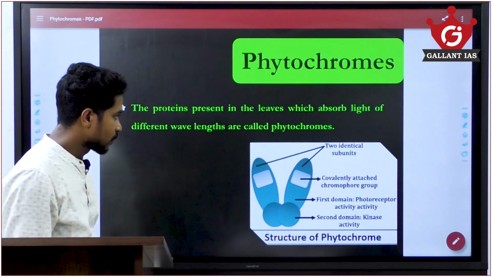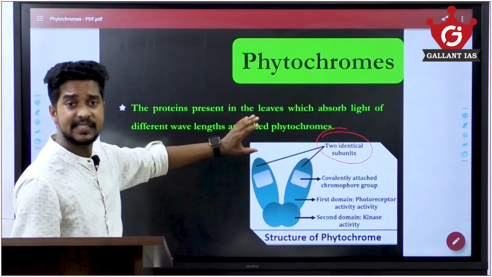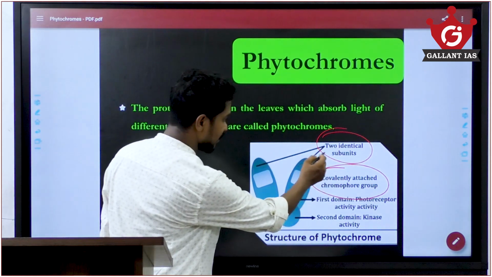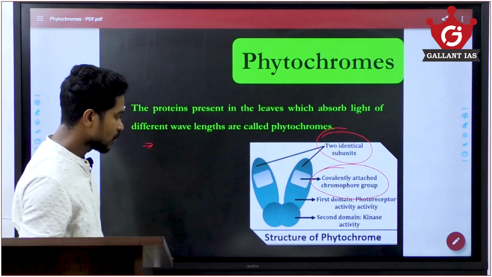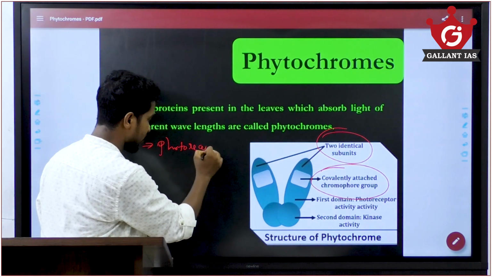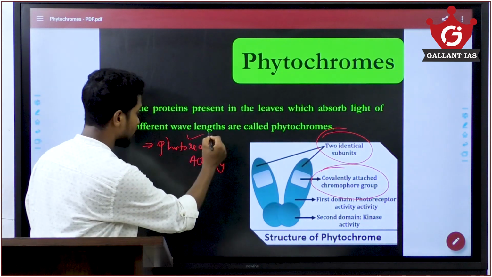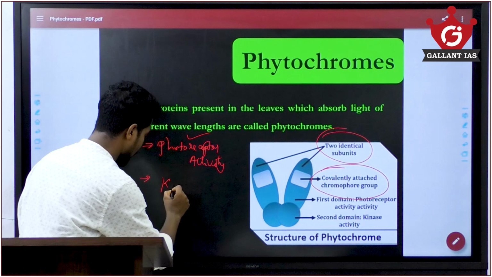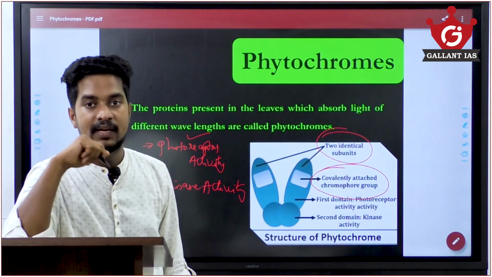Now look at the structure of phytochrome. It has two identical subunits and two domains, the first domain and the second domain, with a covalently attached chromophore group. The first domain has photoreceptor activity, and the second domain has kinase activity.